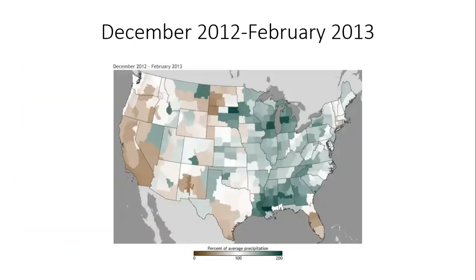Here were the precipitation departures from normal for that particular winter. Fairly wet this time, generally east of the Mississippi River, and then very dry in California. You can see the brown coloring there indicates very dry times.